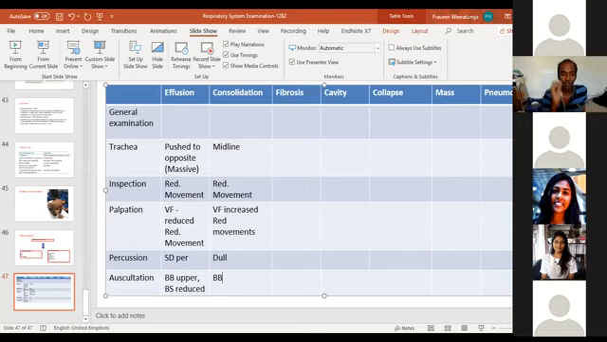So that is what you get in consolidation. And you can also check for whispering pectoriloquy, which is a feature in that area.